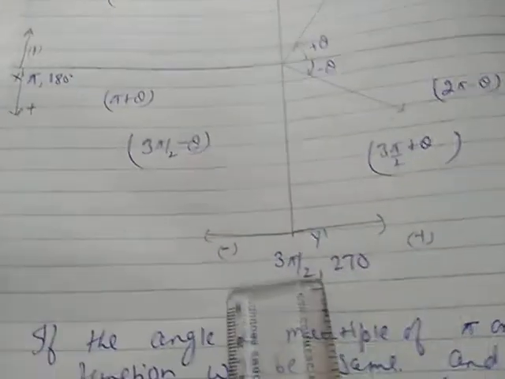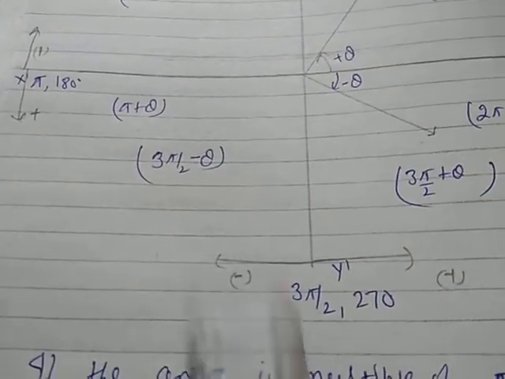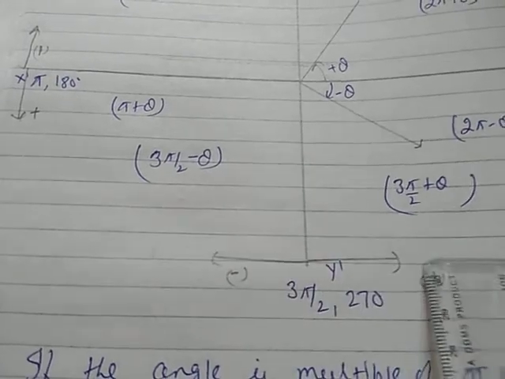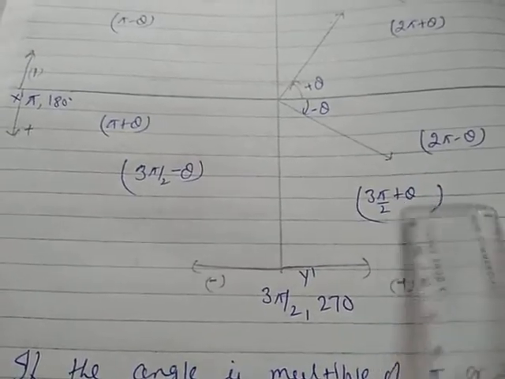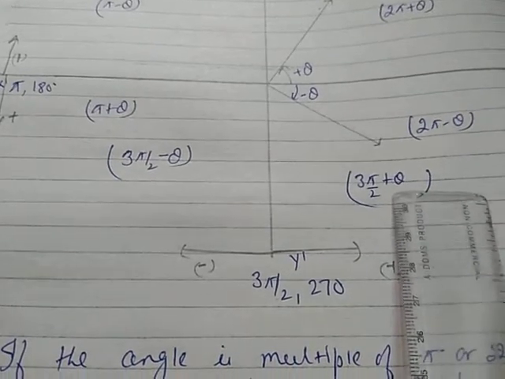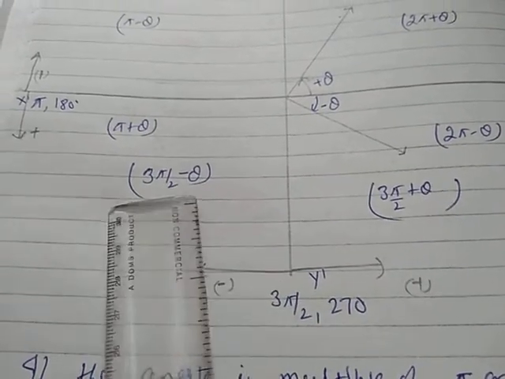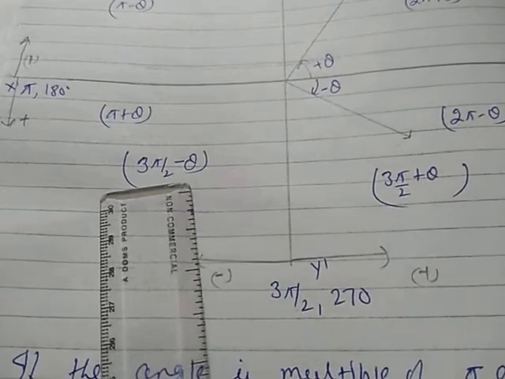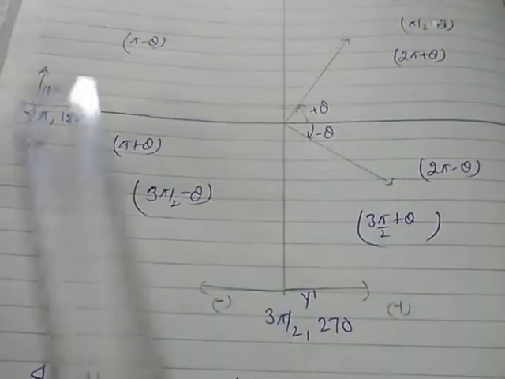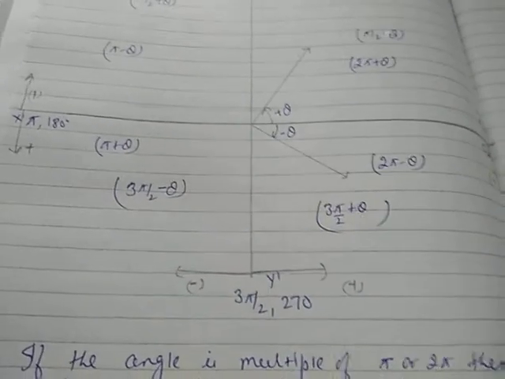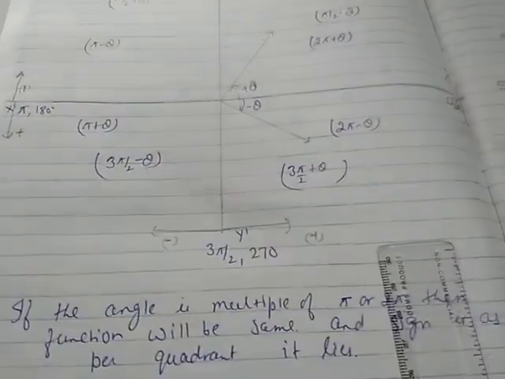Now for 3 pi by 2, what will happen? For the positive direction, that means this is your anti-clockwise direction, 3 pi by 2 plus theta lies in the fourth quadrant and 3 pi by 2 minus theta lies in the third quadrant. This is the placing of angles in all 4 directions.